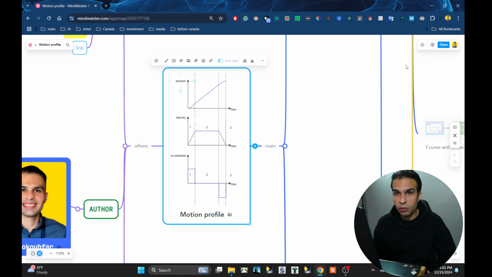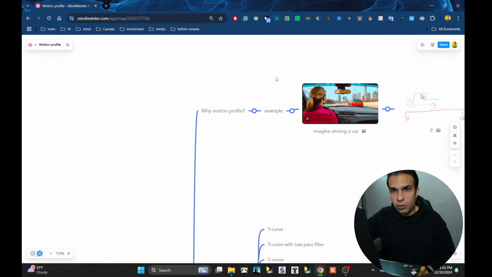So I did a lot of motion. I developed a lot of motion profiles. I use a lot of motion profiles from different vendors and suppliers. So I'm very familiar with the subject, and to be honest, I don't know many people that know motion profile as well as I do. Okay. So before we start, the first question is why do we need the motion profile in the first place.